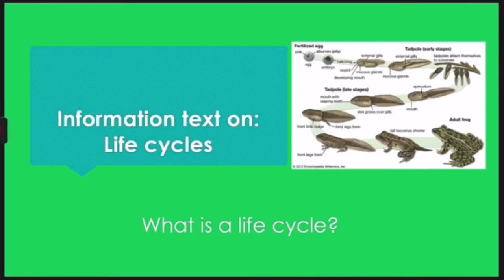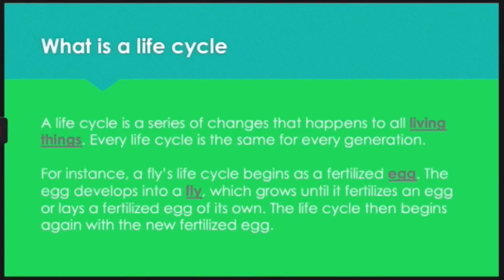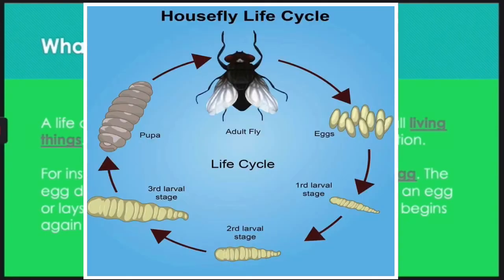So you are going to be doing your work on the life cycle of a newt. But what is a life cycle? A life cycle is a series of changes that happens to all living things. Every life cycle is the same for every generation. For instance, a fly's life cycle begins as a fertilised egg. The egg develops into a fly, which grows until it fertilises an egg or lays a fertilised egg of its own. The life cycle then begins again with the new fertilised egg.